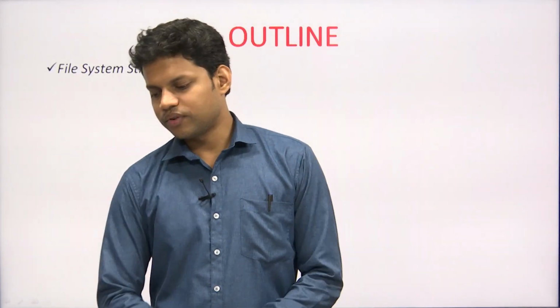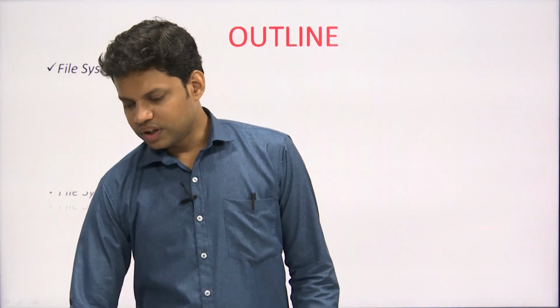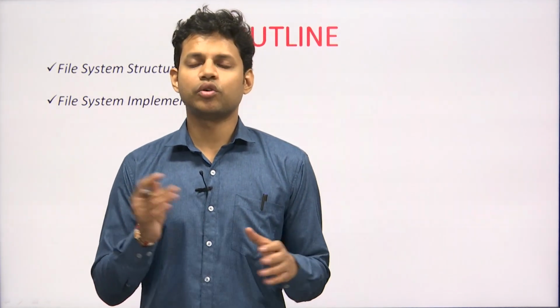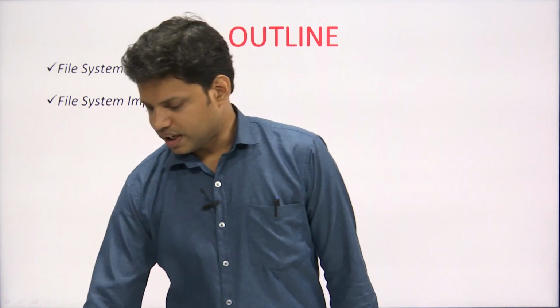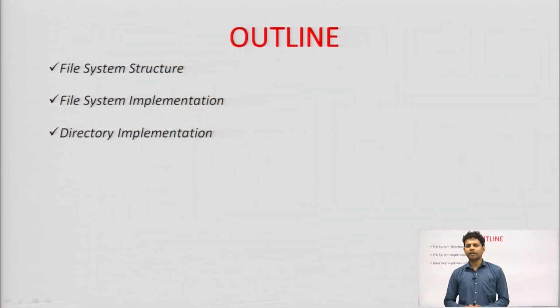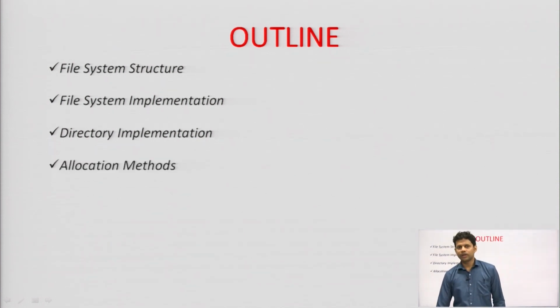The outline of this lecture goes like this. First we will see the file system structure, then file system implementation, and how we can implement different kinds of file systems. I hope you have all heard about FAT32, NTFS or basic file systems. Then we will see directory implementation, how we can implement the directory, and after that we are going to see the allocation methods.